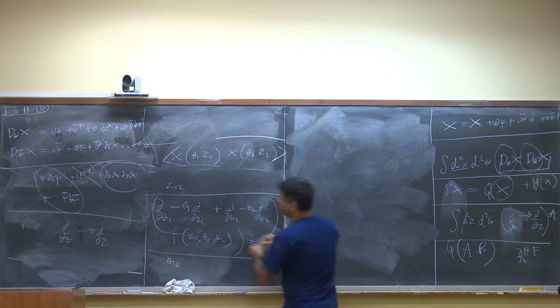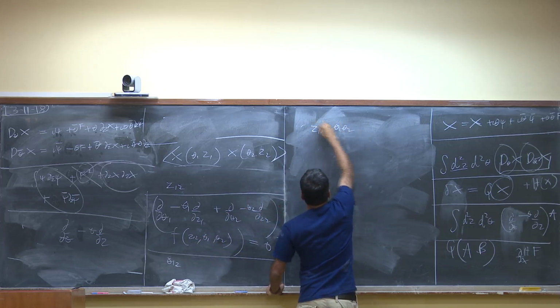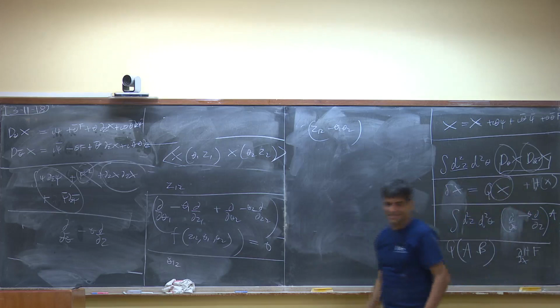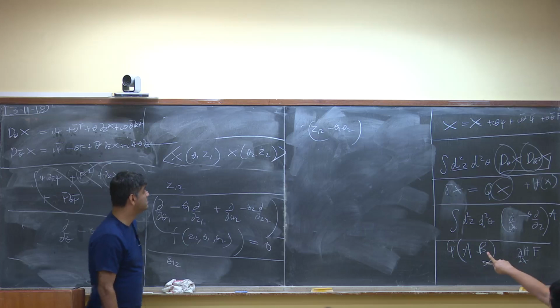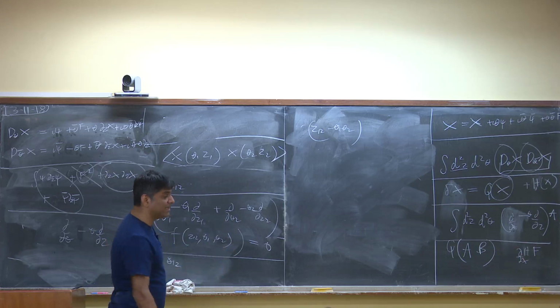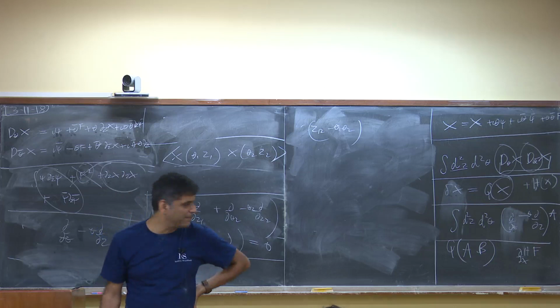So z1,2 minus theta 1 theta 2. Something that depends on z1,2 minus theta 1 theta 2 is also invariant under this. So I want to show that this operator acting on z1,2 minus theta 1 theta 2 is 0. A word about the dimensions: z has length dimension 1, and theta 1 theta 2 is a product, so it also has length dimension 1. Both have length dimension 1. Right? z1,2 is z1 minus z2.